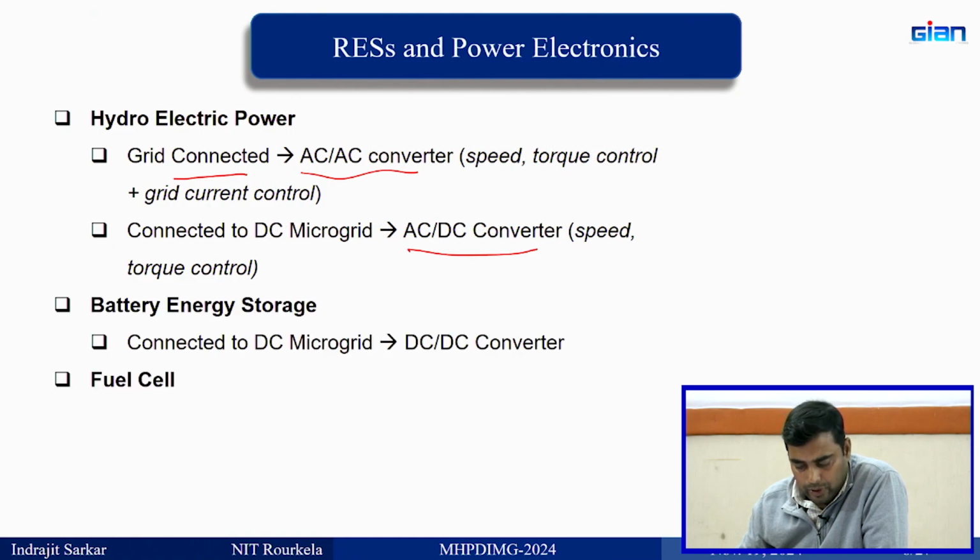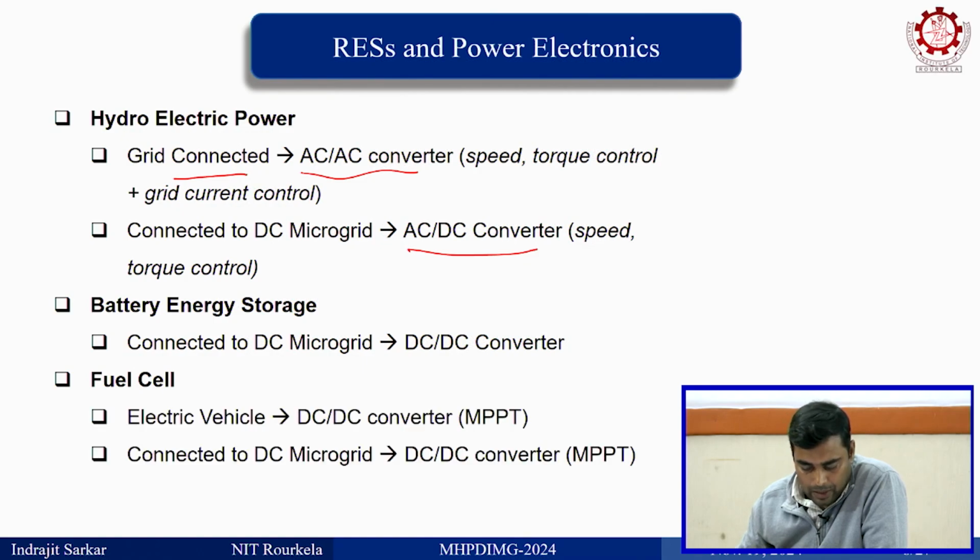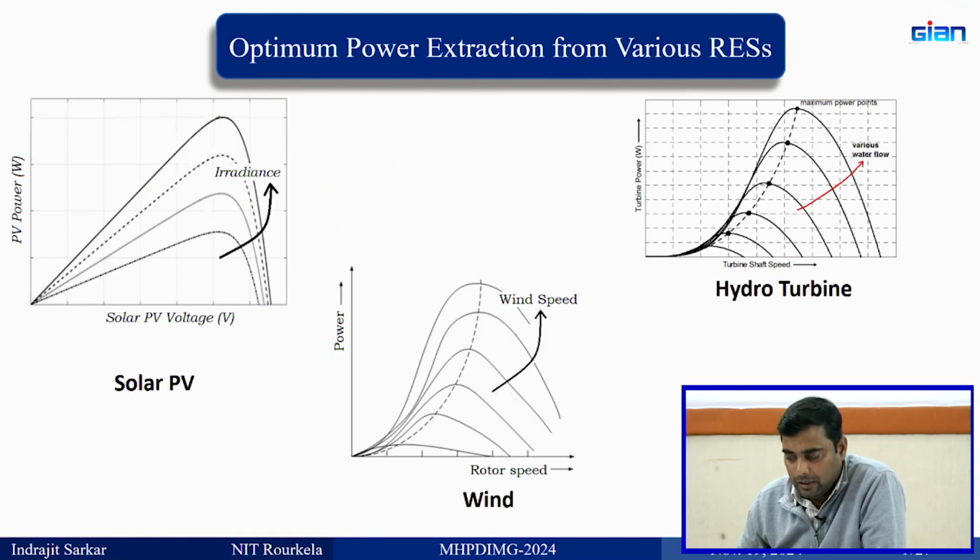For battery energy storage, just for continuity I have added, you need a DC-DC converter, and for fuel cell you need a DC-DC converter, when it is electric vehicle application, and for microgrid also it is DC to DC converter that you need. Here the fuel cell output is low voltage and high current. So you see different energy sources will have different types of output, and you have to deal with it, and the power electronic converter is the only thing that you need to deal with it.